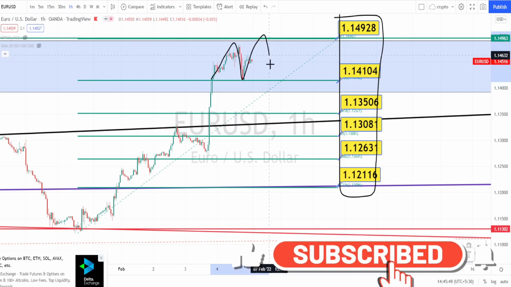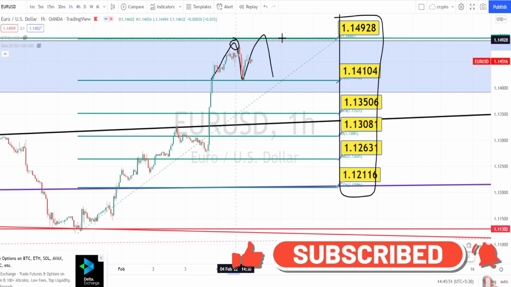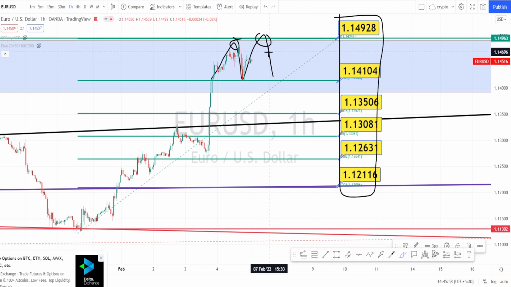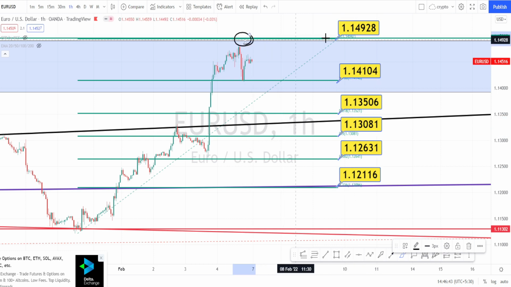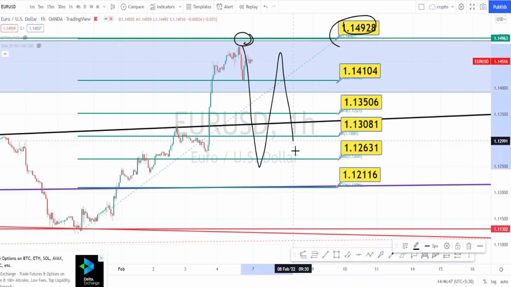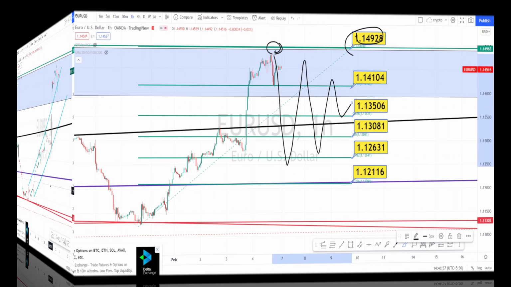Here we can notice that the price action is trying to make a double top pattern. When the double top pattern completes we can expect a further fall in this currency pair. Next level of support is going to be around 1.13 to 1.13081. As long as this level is not taken we can expect a sideways market to continue in this currency pair. Let us do the analysis in 30 minutes time frame.